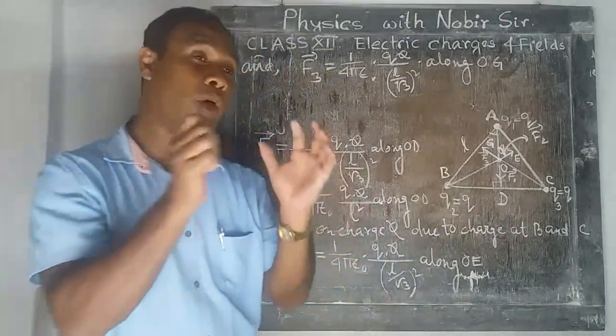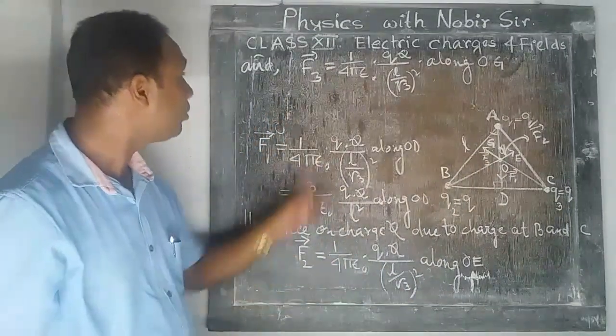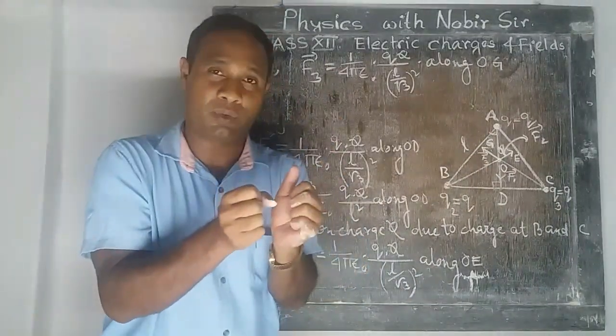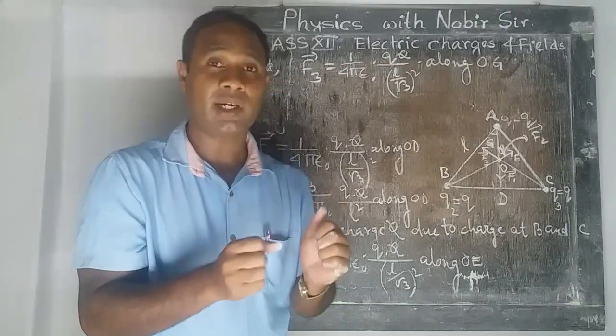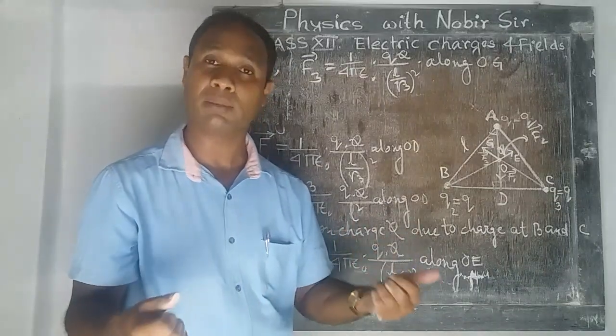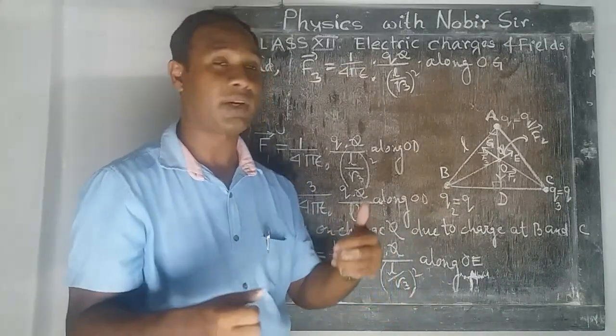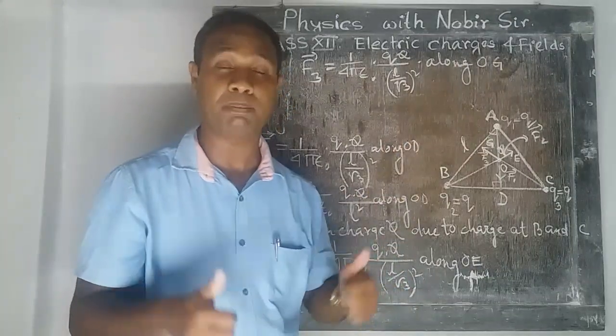Now what will be the total force on the charge Q? These are the three forces, F1, F2, F3. Now what will be the net force? We have to find this out from vector addition. You can use the triangular method of vector addition, or you can also use the parallelogram method. Here we have to use the parallelogram method of vector addition.